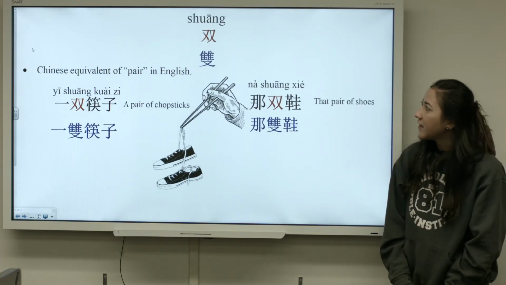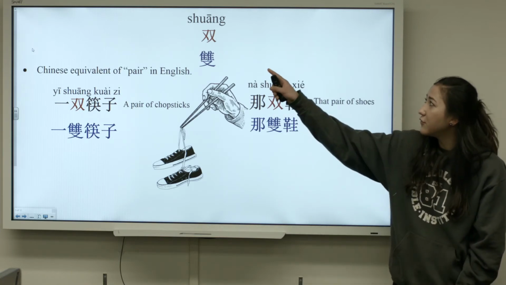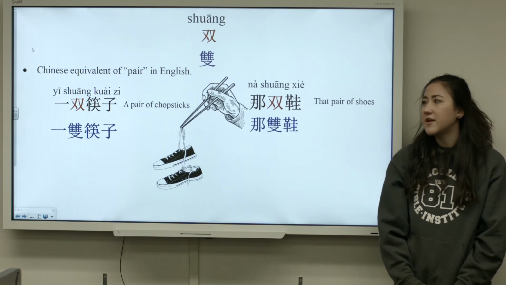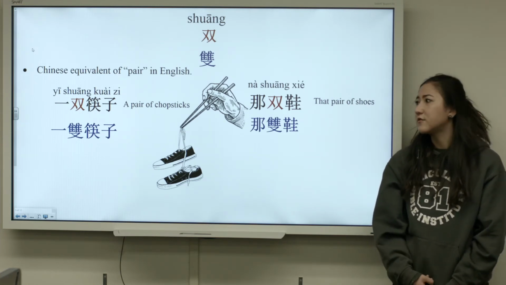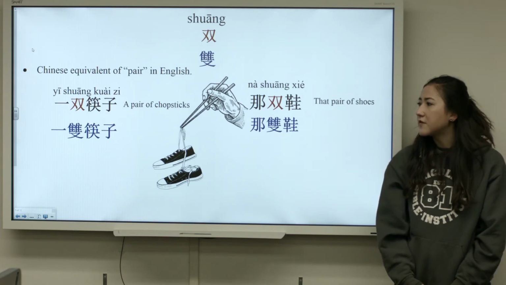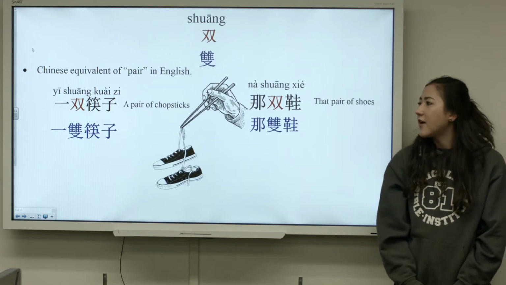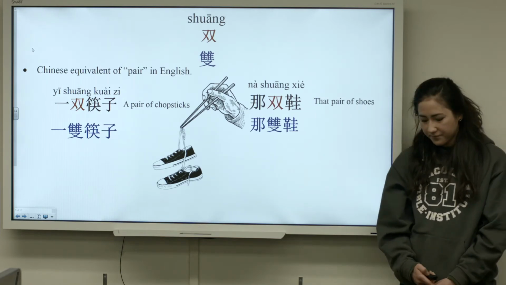双, so this one's easier to remember if you're studying the simplified character because it's just 2 and it means pair. So it's used in the same way that the word we use in English, pair, is used. So the first example is 一双筷子, a pair of chopsticks. And then 那双鞋, that pair of shoes.